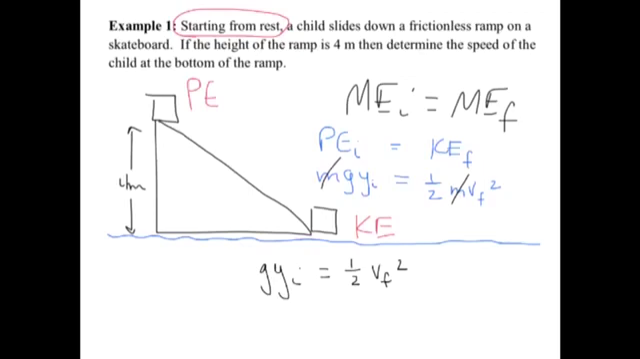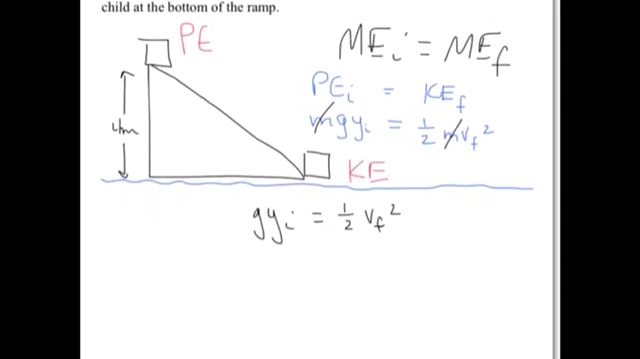And yeah, good, because what are we solving for, Gio? Yeah, we're solving for the speed at the bottom of the ramp, which is our VF, our velocity at the end here. Okay? Now, if we move over the 1/2 by multiplying by 2, this is what we get. And then we take the square root.